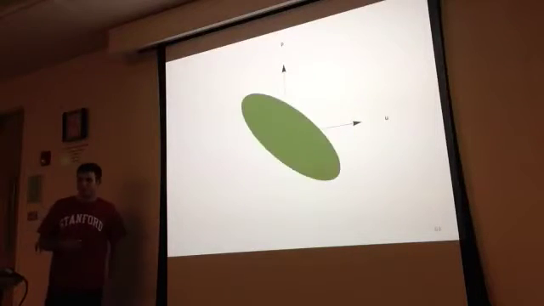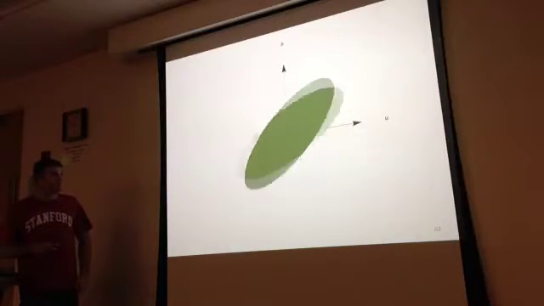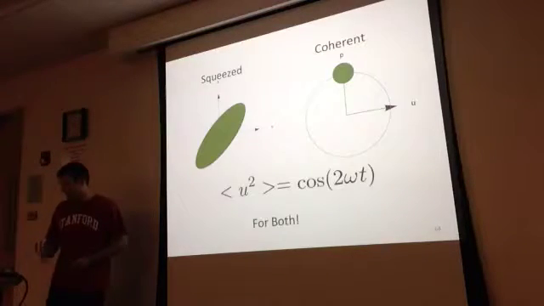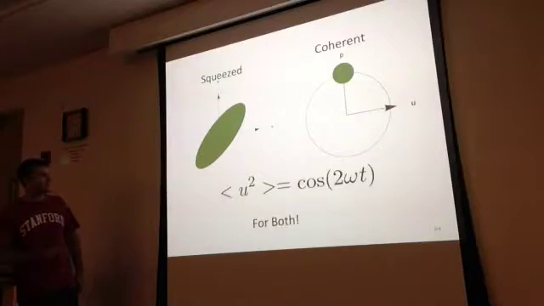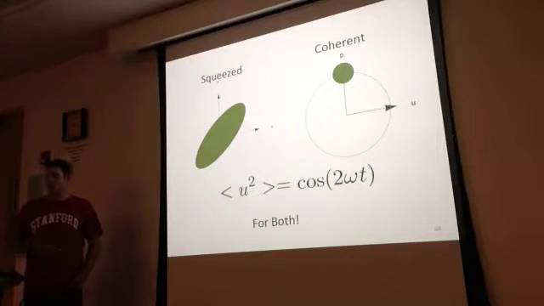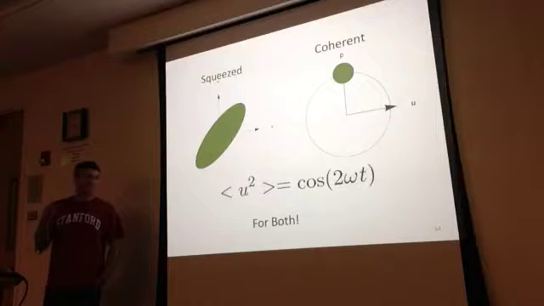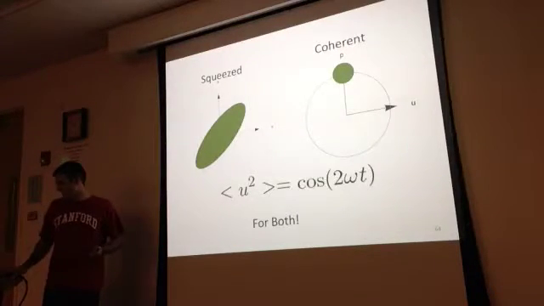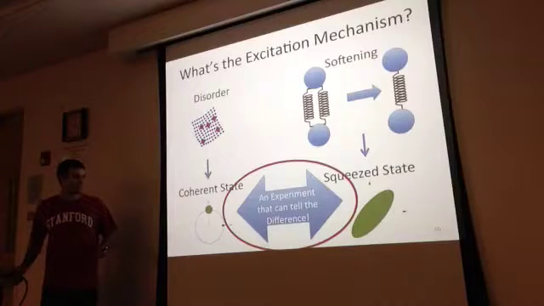So this is what I'm saying is a squeeze state. Now, unfortunately, for this thing as well, the expectation value of u squared, which is really what we're measuring, is oscillating at twice the phonon frequency. So just by looking at the time-resolved dynamics of the X-ray intensity, we can't tell the difference between these two. So we need to design an experiment that can tell the difference between these two.